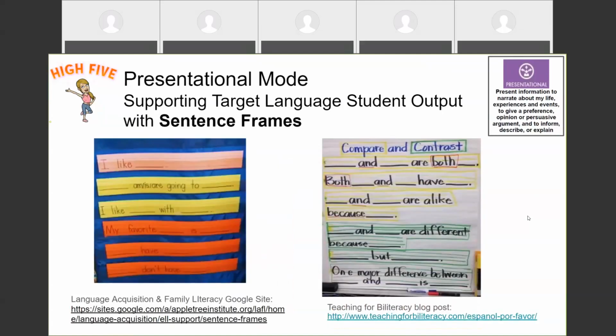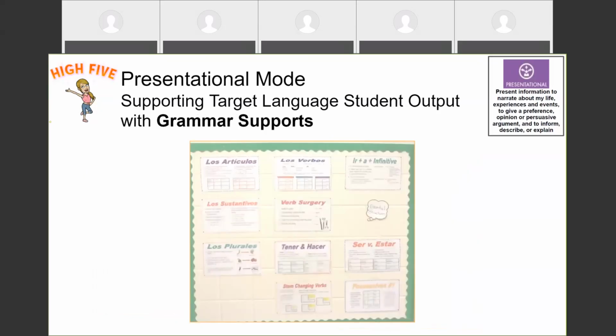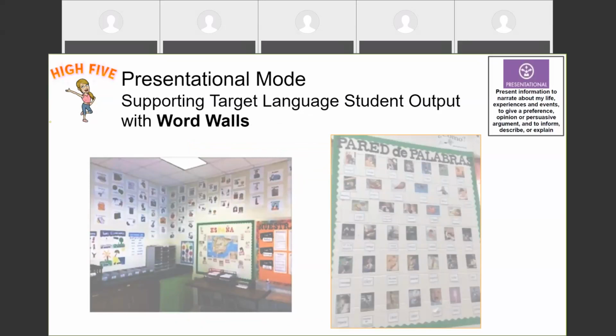And then using things like word walls, posted with a picture and then the word in the target language, and also using something just as simple as transition words. They can take these chunks of memorized material that they already have and use transitions to kind of put those together to be able to extend their speech and be able to talk more or write more.